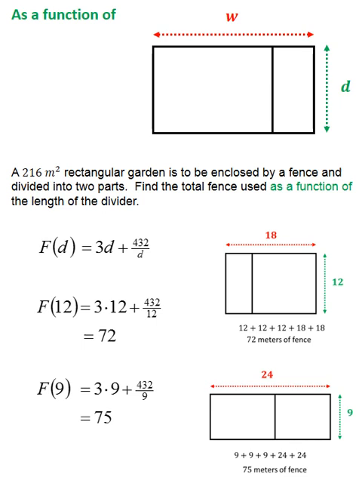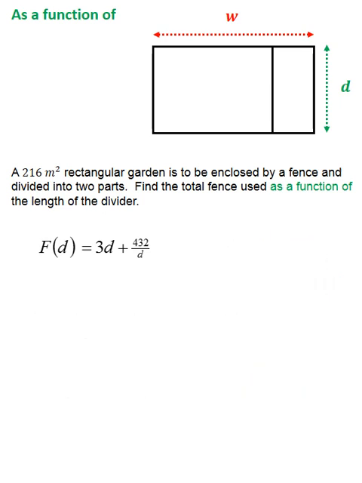So you see, when we find this as our final answer to the problem, what we've really found is a formula that tells us the amount of fence we'll need for any possible choice of divider length. Not just the two examples we did earlier, but any other choice we could make for d as well. That concludes the lesson.